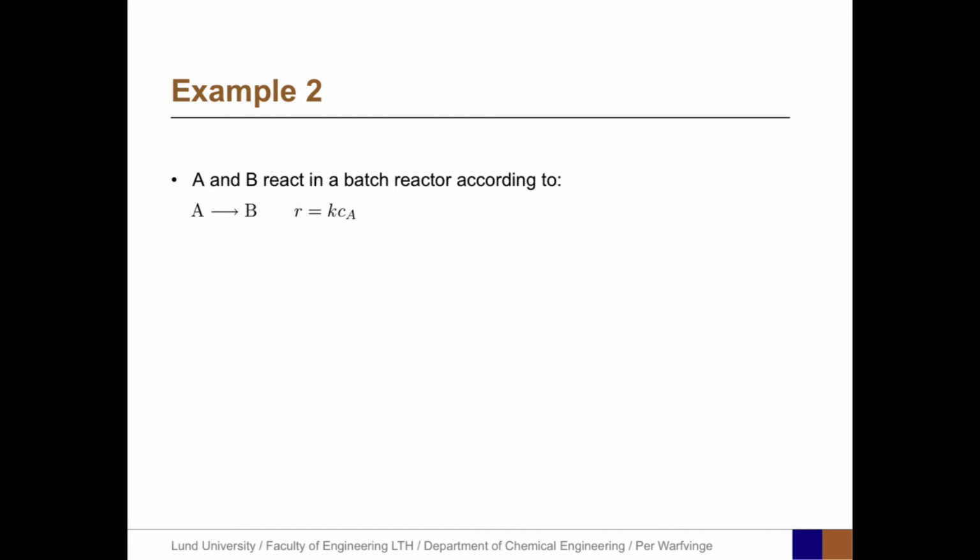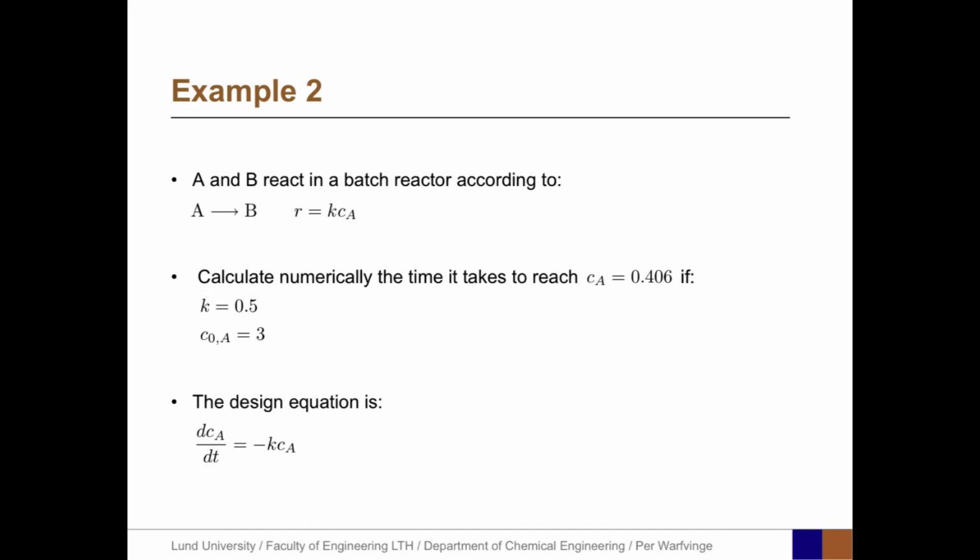We will now take an example where we apply quad. A and B react in a batch reactor according to A yields B with the usual rate equation. Calculate numerically the time it takes to reach a concentration of A equals 0.406 if K equals 0.5 and the initial concentration of A is 3. And again, the design equation is dCA/dt equals minus K times CA.